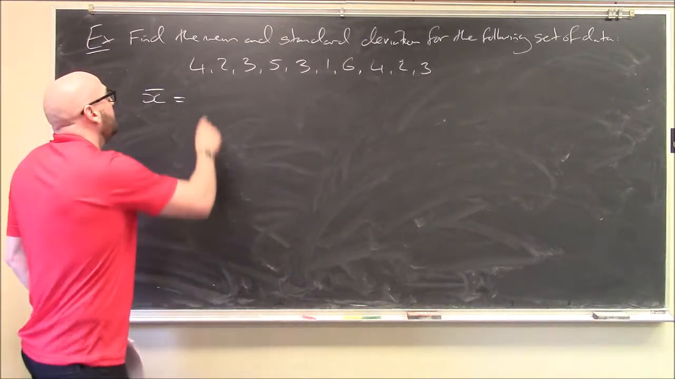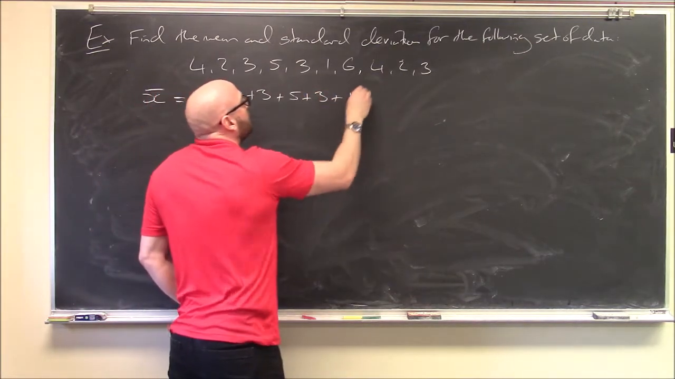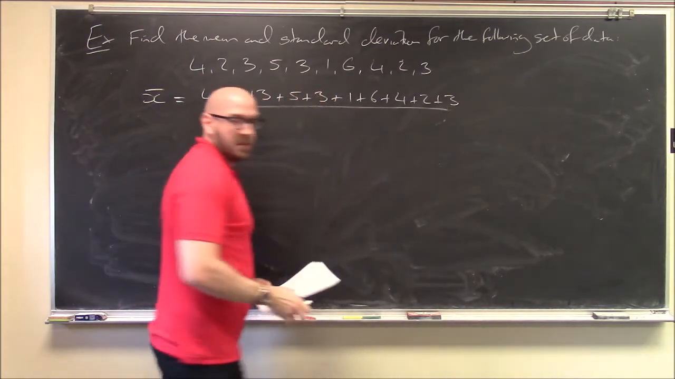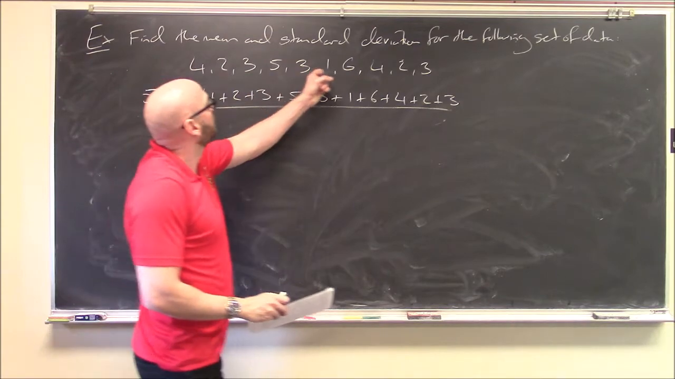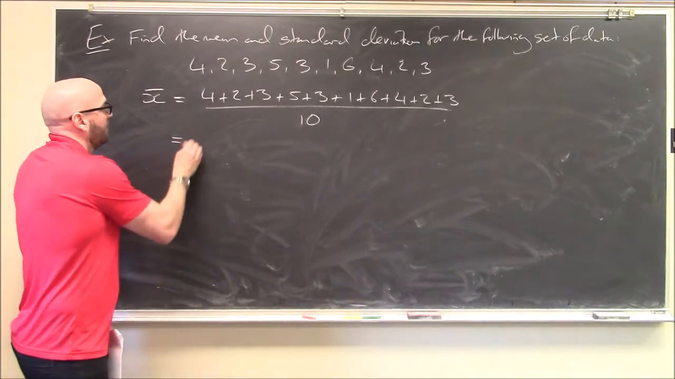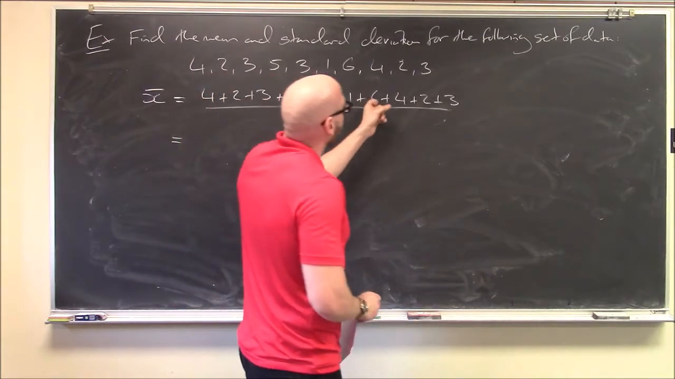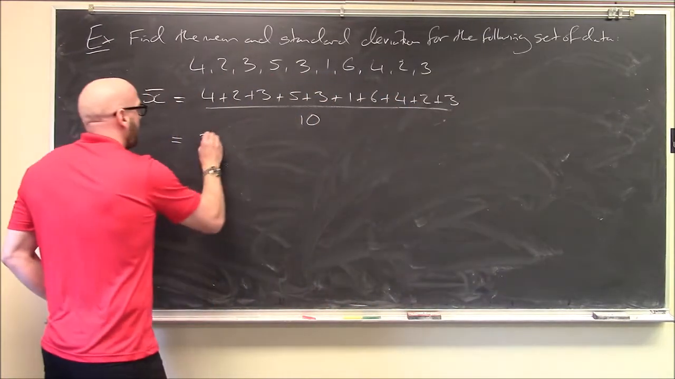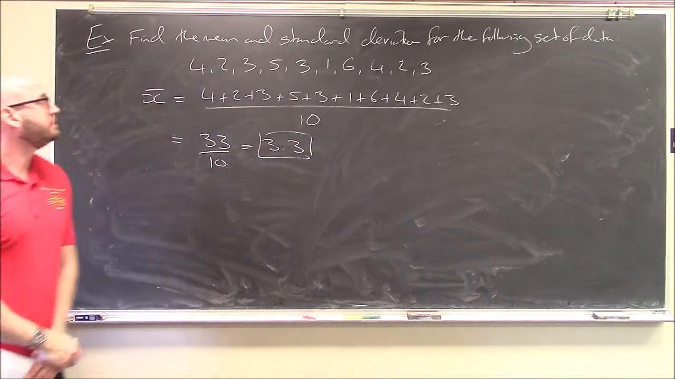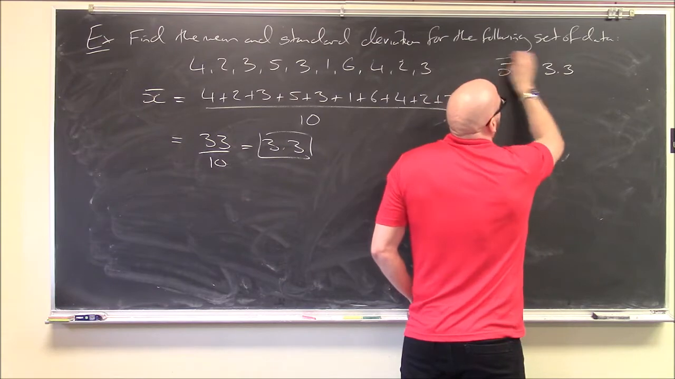So what's the mean going to be? The mean is just the sum of all of the numbers, 4 plus 2 plus 3 plus 5 plus 3 plus 1 plus 6 plus 4 plus 2 plus 3, all over the total number of elements in this set, 1, 2, 3, 4, 5, 6, 7, 8, 9, 10, all over 10. So now we just have to add these, 6, 9, 14, 17, 18, 24, 28, 30, 33. 33 over 10, or 3.3. Alright, so there's the first part done, mean 3.3.